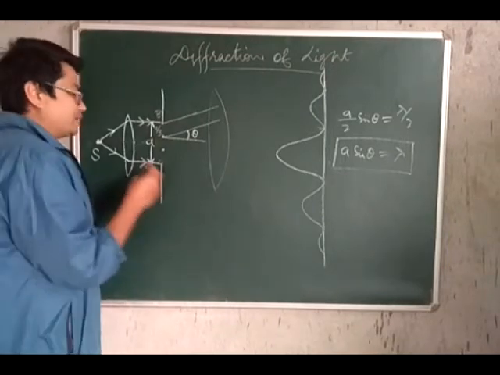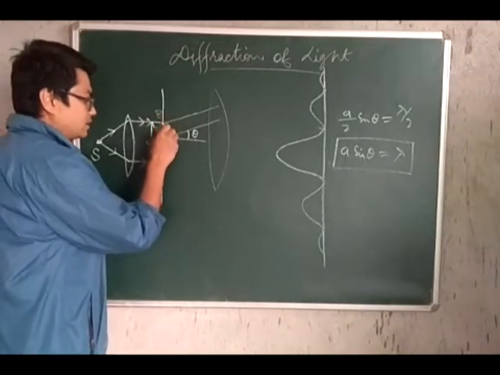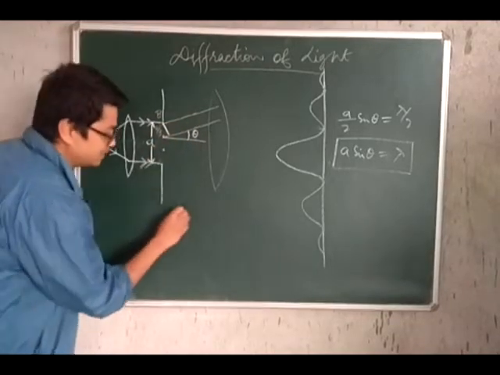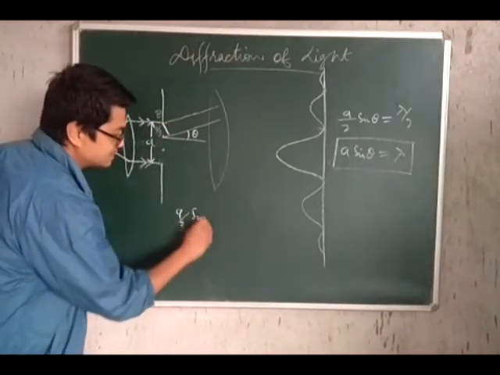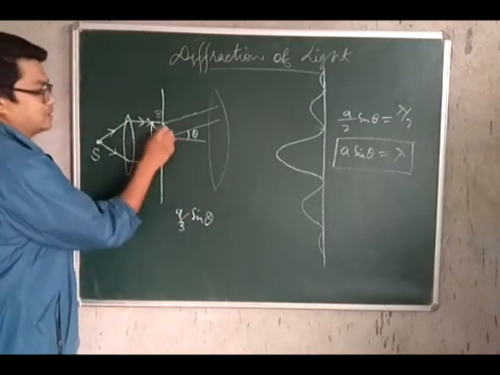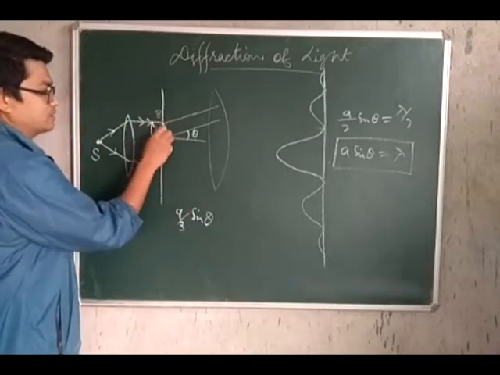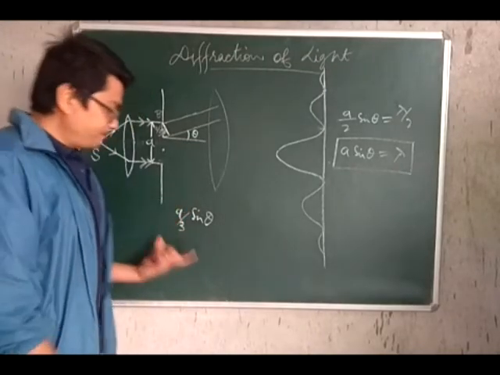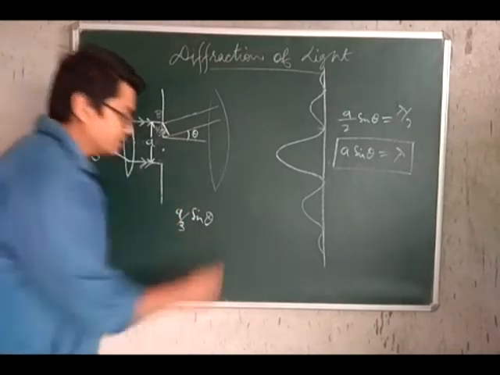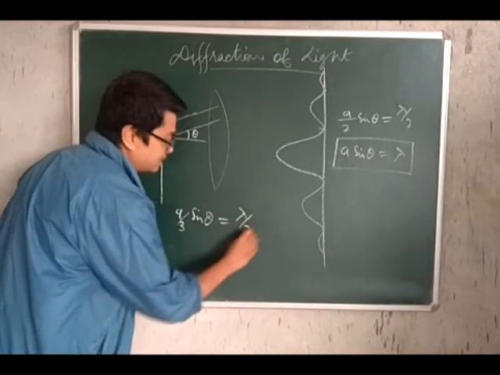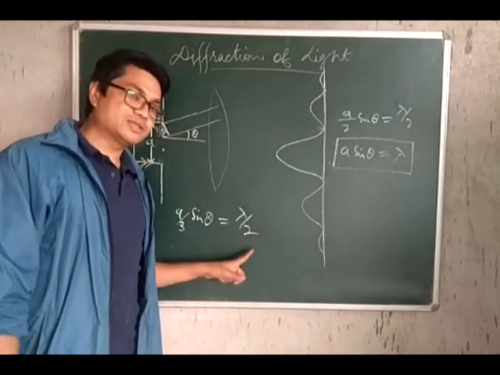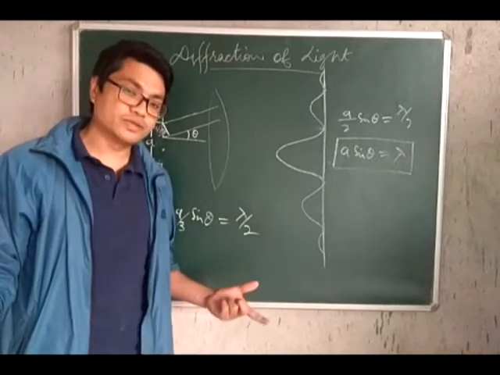All right. Now, what will be the path difference? The path difference between these two rays of light will be a by 3 sine theta. If this is theta, this angle is also theta. You can check that yourself, verify that yourself. So, again, if the path difference is lambda by 2, mind you, we are going to get a dark fringe.